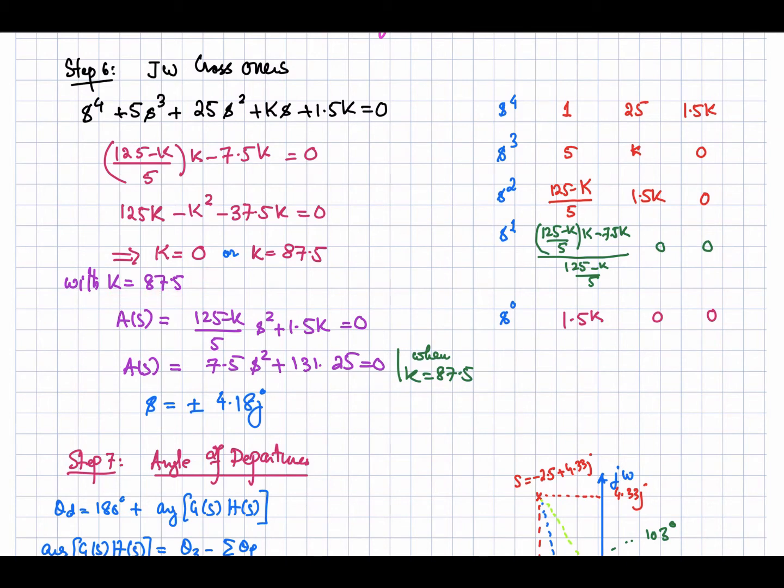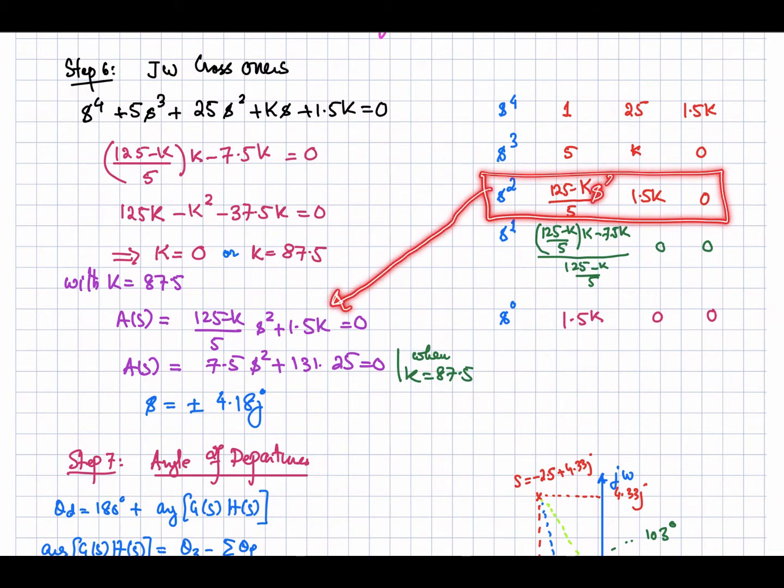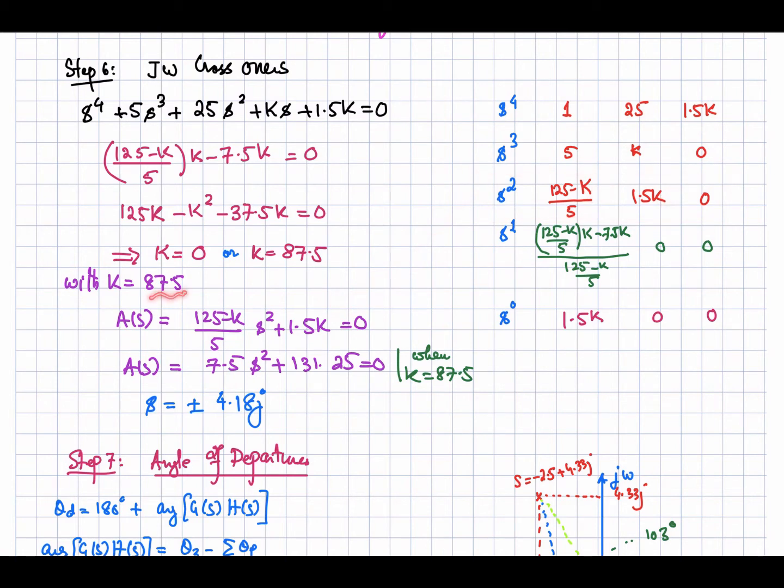With that we are going to set up the auxiliary equation with the help of the row right above this one. Taking this equation, because this is the s square term and this is the s power 0 term, setting it equal to 0 and taking the marginal value of k, that is 87.5, we will get this one, and this will be 7.5. Solving it, we get s equal to plus minus 4.18j. So these are the j omega crossovers over here.